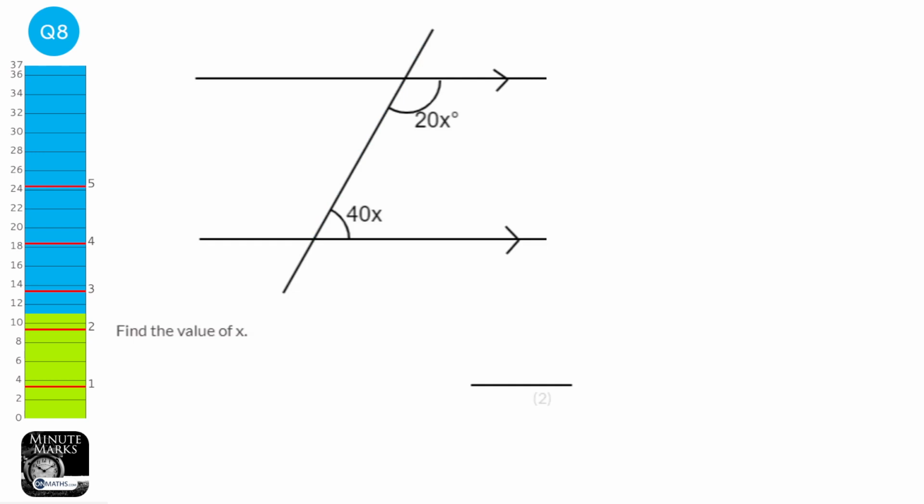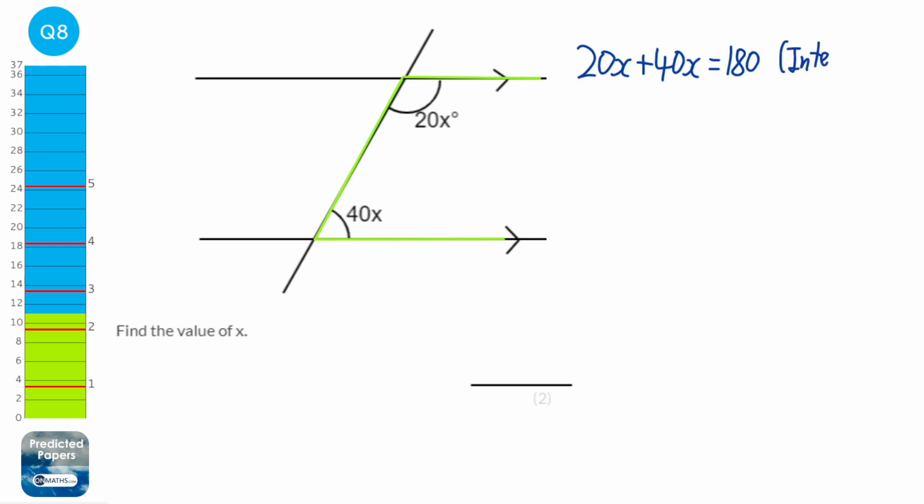Here we're given two angles on parallel lines, and the parallel lines are here and here. If we draw the line that they are on, it creates a little C shape. Whenever we're dealing with C angles, we call them either interior, co-interior, or allied angles, and what we know about interior angles is that they add up to 180. So we get 20x plus 40x equals 180 degrees, and I need to make sure I write down the reason, because they're interior angles.